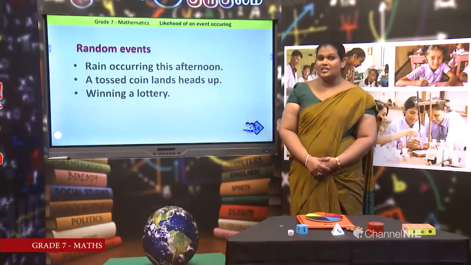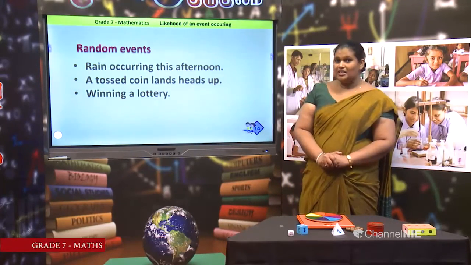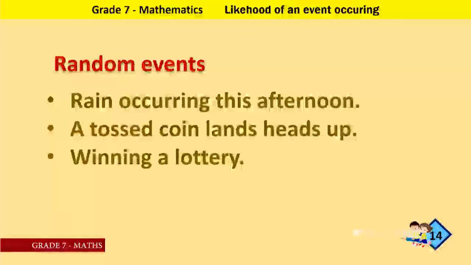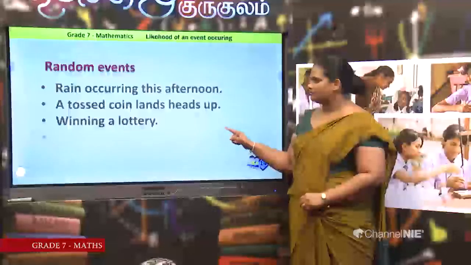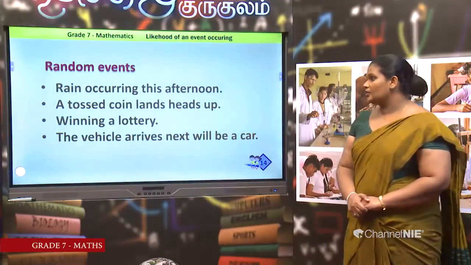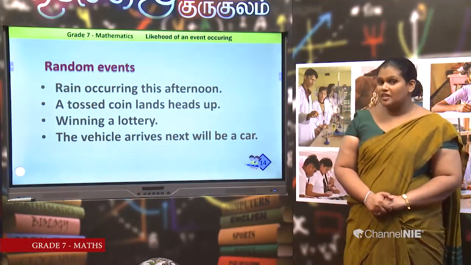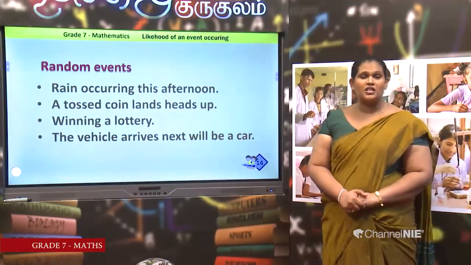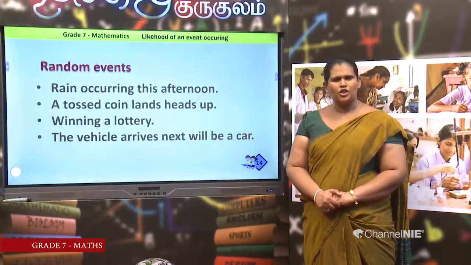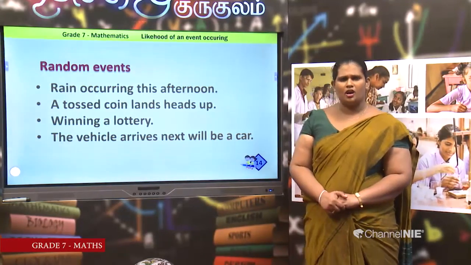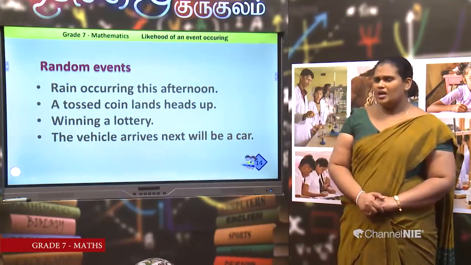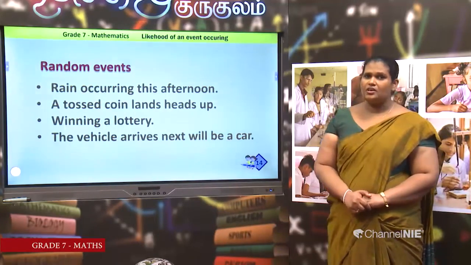So, next one is winning a lottery. Right. We can buy so many lotteries, but all the times we are not going to win. Isn't that so? Randomly, we can win a lottery. Therefore, it's also a random event. Then, next one, the next vehicle to arrive will be a car. As I have mentioned before, when you observe for the next vehicle to arrive, you might get a car or a lorry or a three-wheeler. So, a car arriving is a random event.